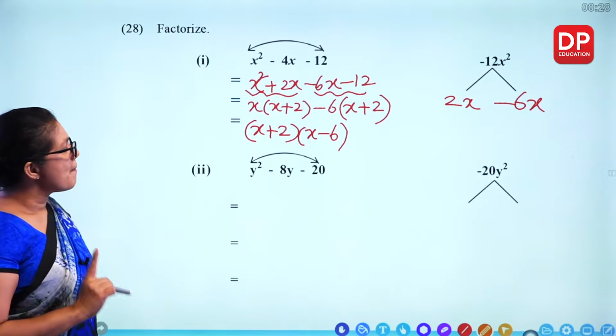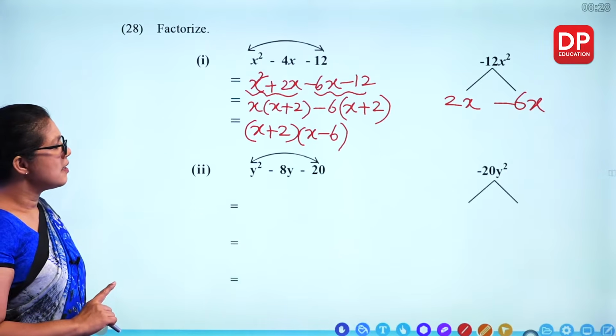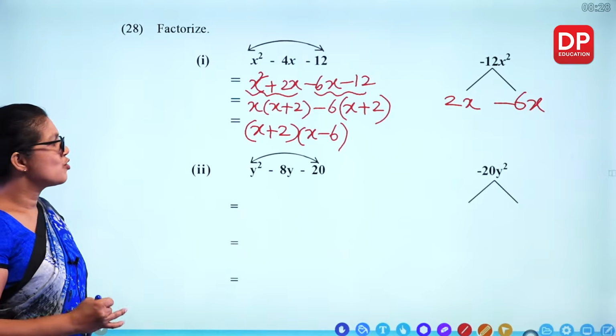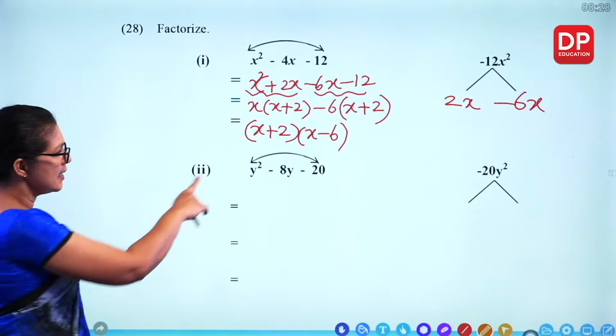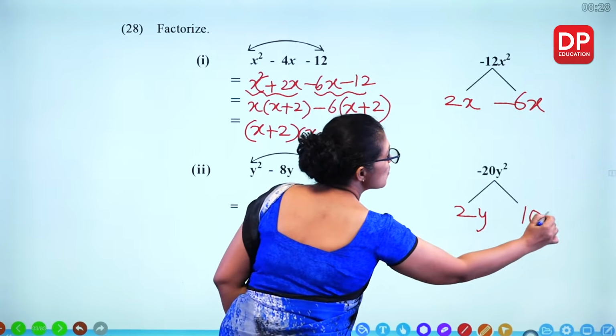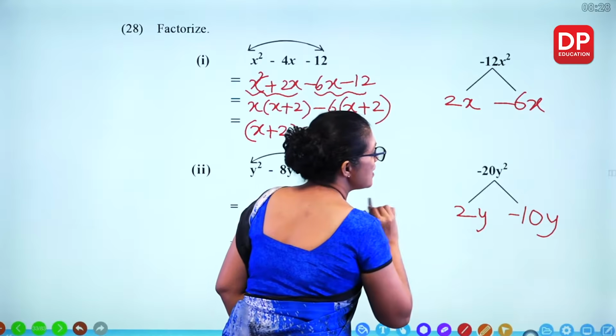This one to get minus 20y squared, the middle term minus 8. Factors of 20: 1 and 20, 2 with 10. 2 and 10, you get 8. So 2 and 10. This is y and y. Middle term is negative means the bigger one is negative.